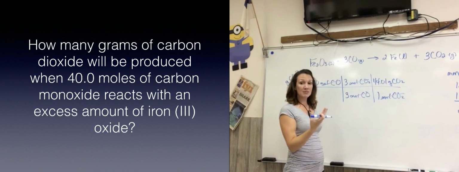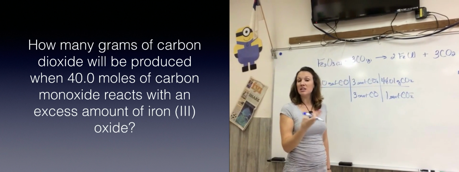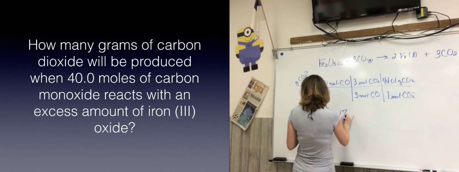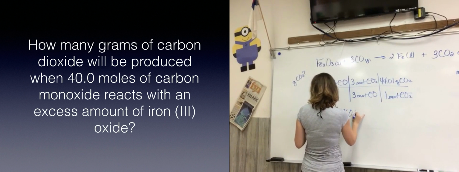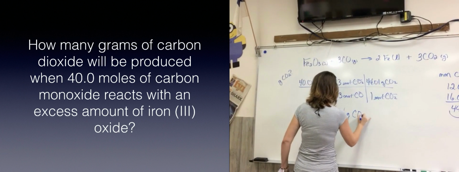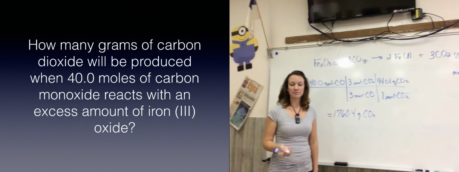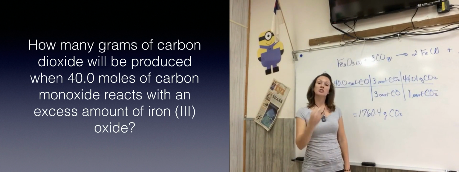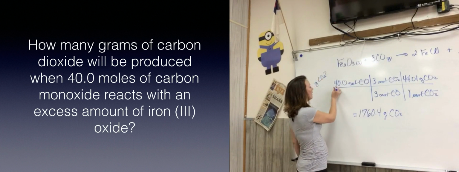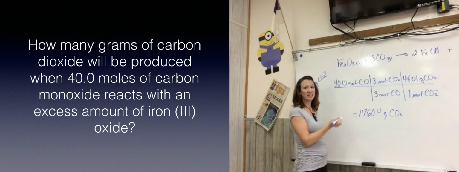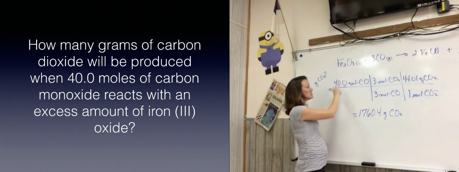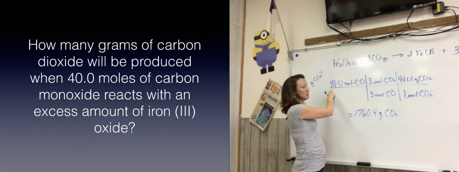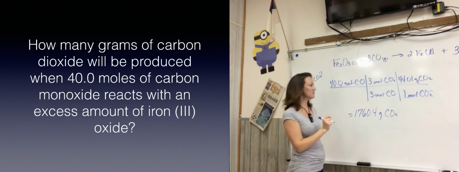I've reached my destination of grams of carbon dioxide, so all I have to do here is the math. When I do the math, I'm going to get 1,760.4 grams of carbon dioxide. Am I done? Nope, not yet. Remember, significant digits. Let's go back to our starting point. I have 1, 2, 3 significant digits. Again, remember, these 2 zeros are significant because they appear after a non-zero, after this 4, and there's a decimal present.